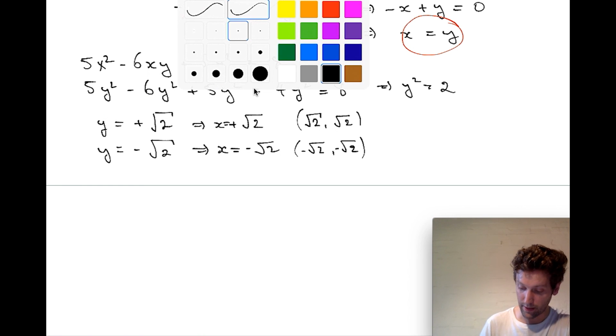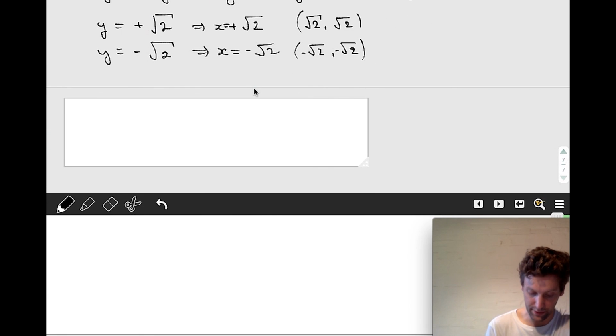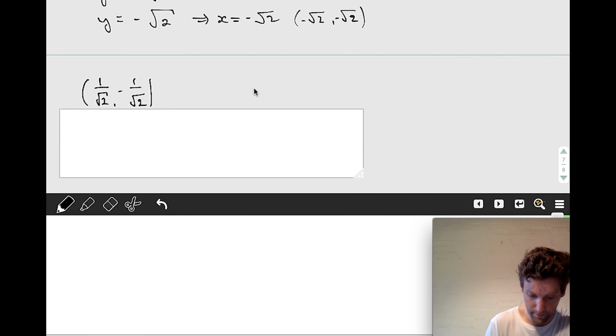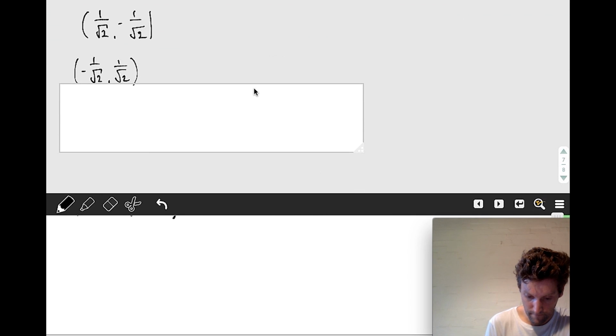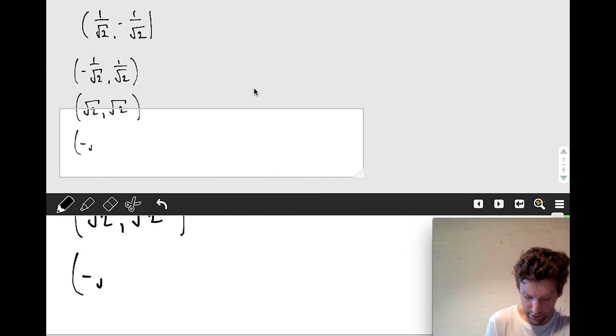Let's gather them all together and see which of them is the maximum distance and which one is the minimum distance. So we have the points 1 over root 2, minus 1 over root 2, the point minus 1 over root 2, 1 over root 2, and I have the point square root of 2, square root of 2, and I've got the point minus the square root of 2, minus the square root of 2.